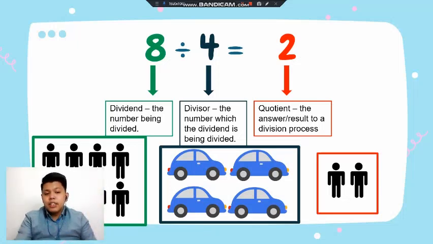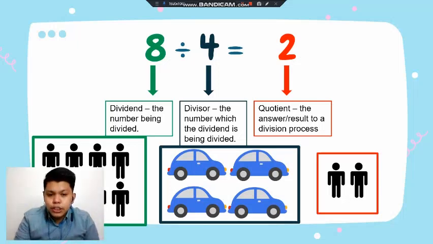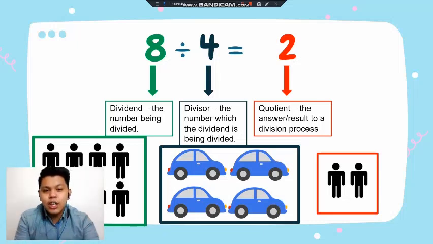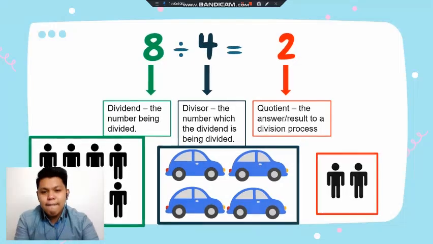1, 2, 3, 4. So 2 persons per each car. Okay, so I hope you won't forget dividend, divisor, and quotient. Next time I will teach you there are a lot of ways on how to write division. But for now, let's concentrate on this equation or sentence.